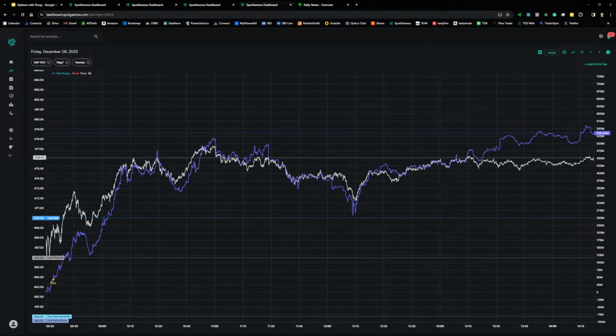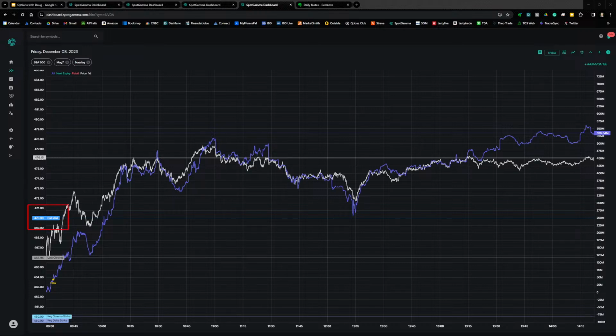Here's the 470 call wall. Pretty substantial breach again as traders continue to take positive delta positions.